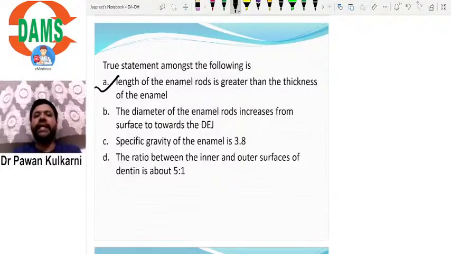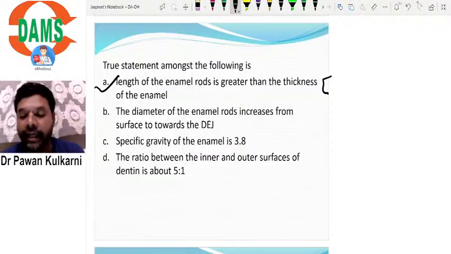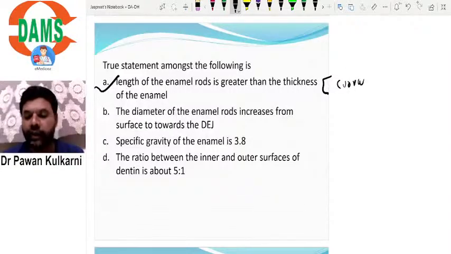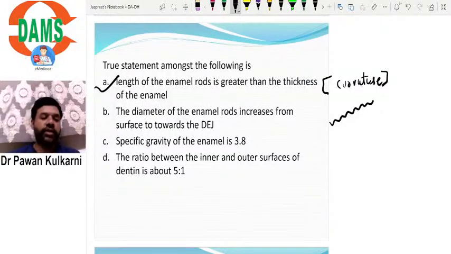Okay, so that is again a difference here that you have to remember, that the first statement is only correct here. The length of the enamel rod is greater than the thickness. That is why enamel rods don't have a straight course, they have got a curvature. They have a curvature like this, enamel rods, they are not straight.